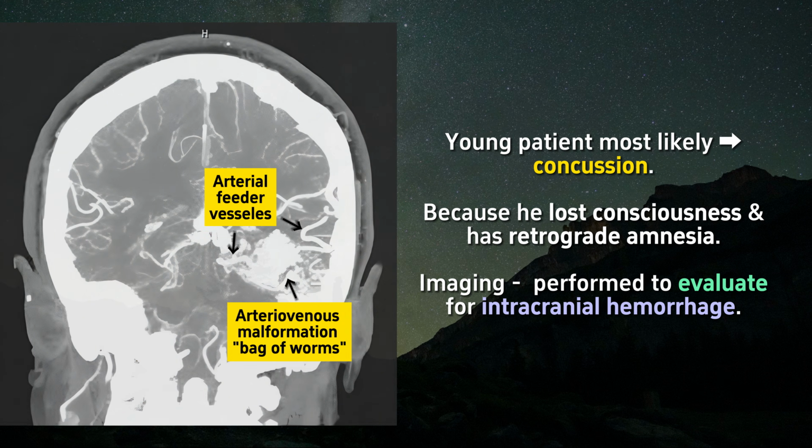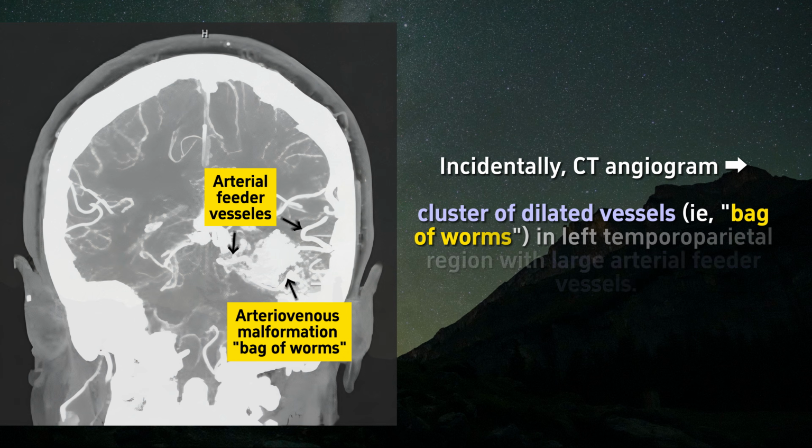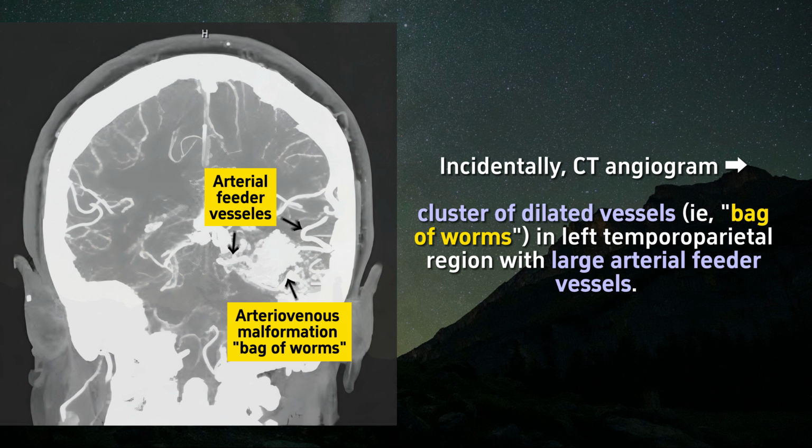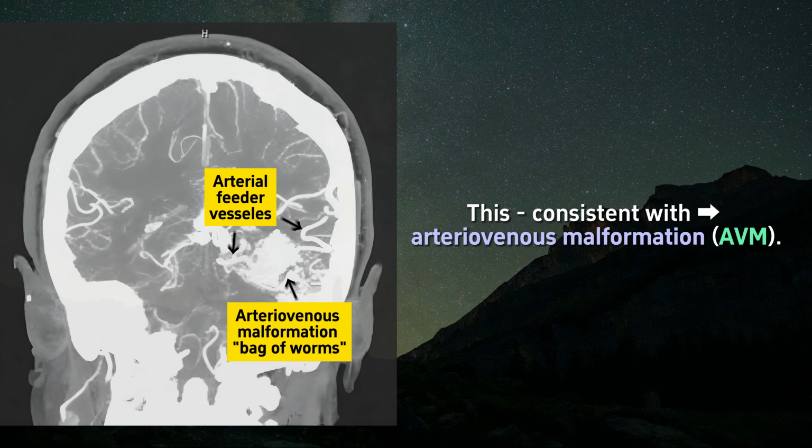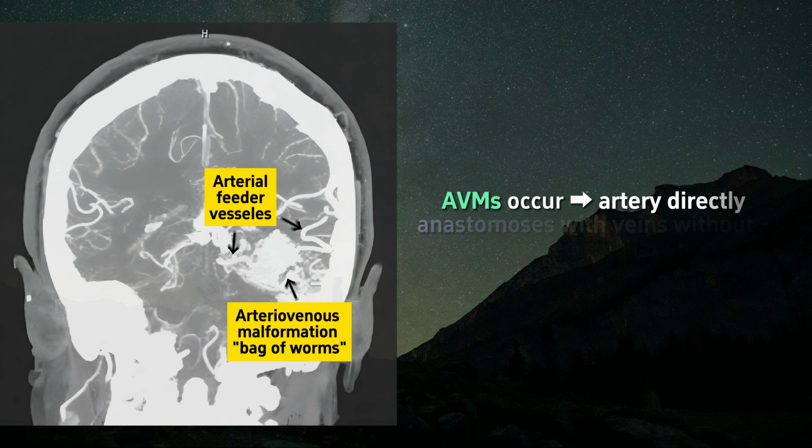This young patient most likely sustained a concussion because he lost consciousness and has retrograde amnesia. Imaging is performed to evaluate for intracranial hemorrhage. Incidentally, the CT angiogram reveals a cluster of dilated vessels, that is, a bag of worms, in the left temporoparietal region with large arterial feeder vessels. This is consistent with an arteriovenous malformation.